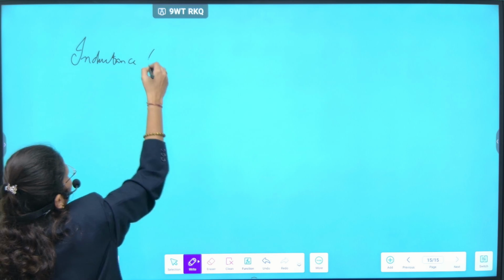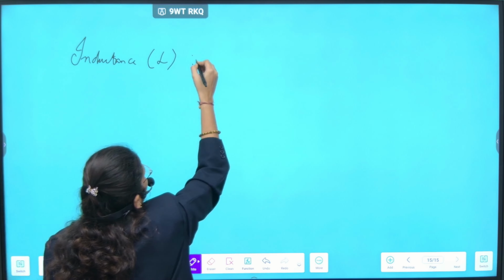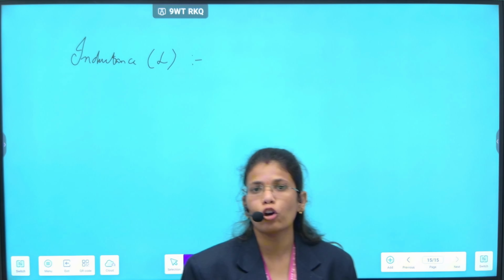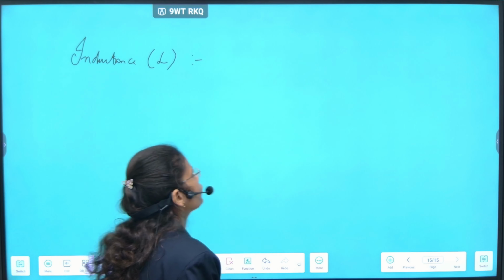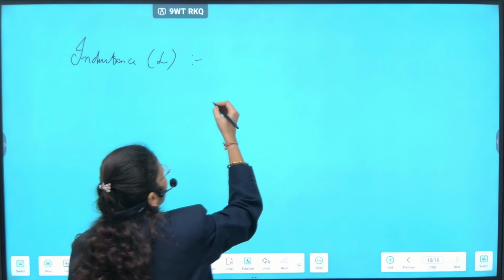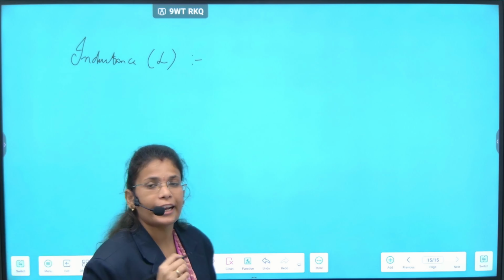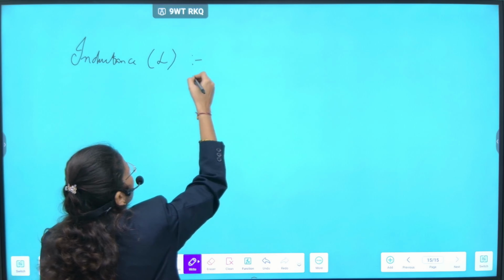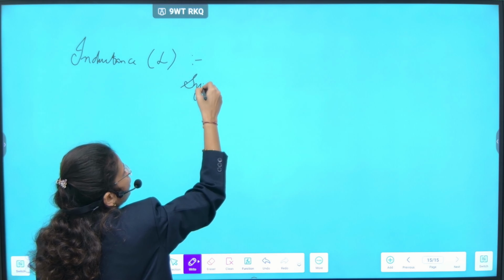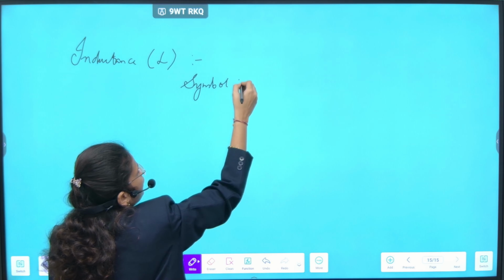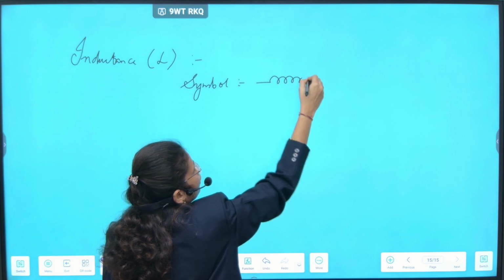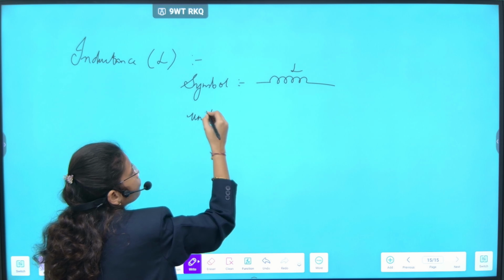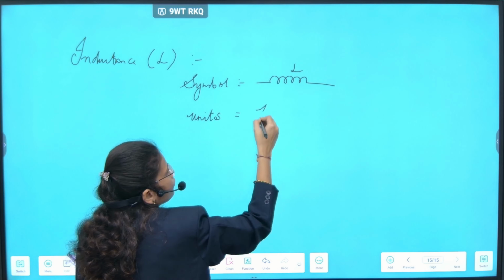Inductance is represented with the letter L. Inductance is the property of the inductor which opposes the rate of change of current through it. When the phrase rate of change of occurs, differentiation takes place. First of all, we see the symbol of the inductor, represented with the letter L. Units of inductance: Henry.